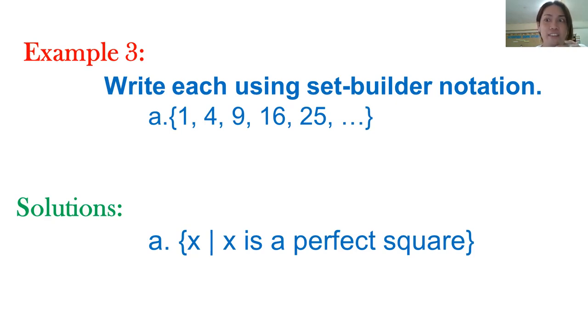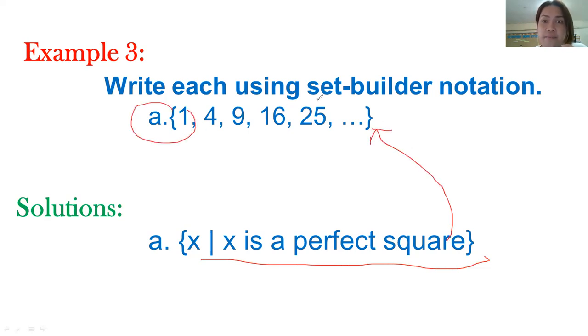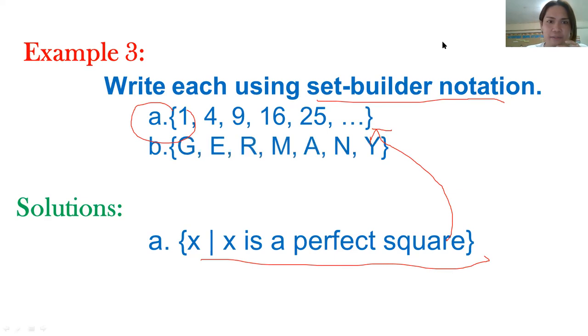So we can take it as x. So x such that x is a perfect square. That's how we describe the elements of the given set in letter A using the set builder notation. Now, next, let's have another example, letter B.